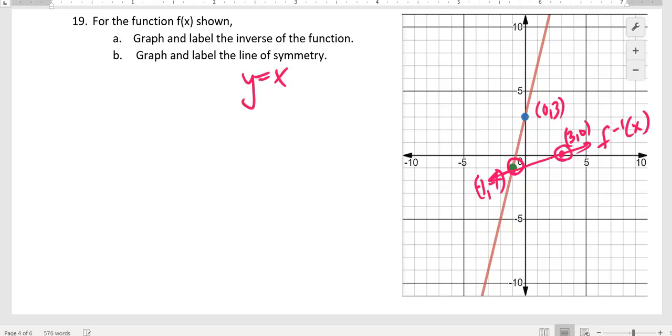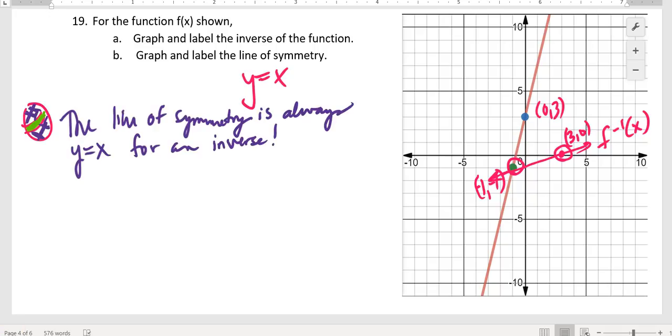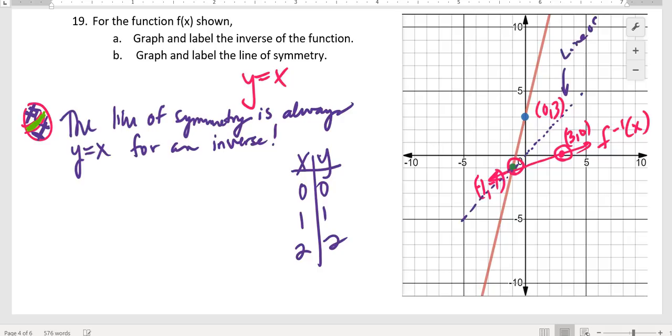The line of symmetry is always the same. So B is going to always be y is equal to x. For any inverse, that's always going to be the line of symmetry, which we know is just the identity function. Whatever you put in, you're going to get out. And that always is a 45-degree angle. So just label it line of symmetry. That's all you need to do.